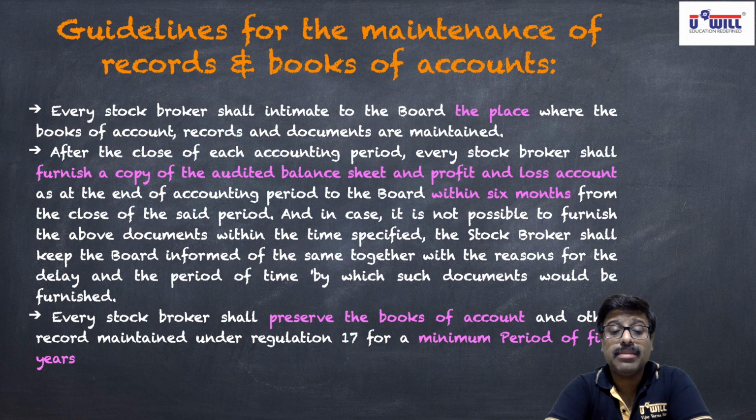Mainly in MCQ, what can be asked? Underline: furnish a copy of audited balance sheet and profit and loss statement within 6 months. In case you are not able to submit it within 6 months, then you have to give the specific reasons to the board why you failed to do that, and by which period of time you will again submit the same.